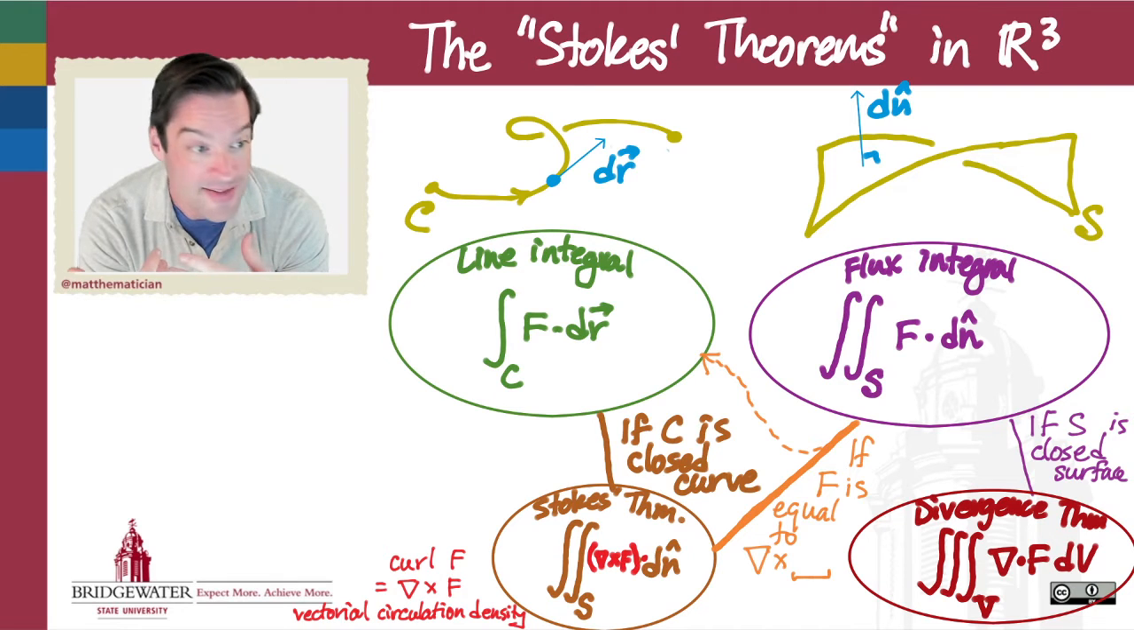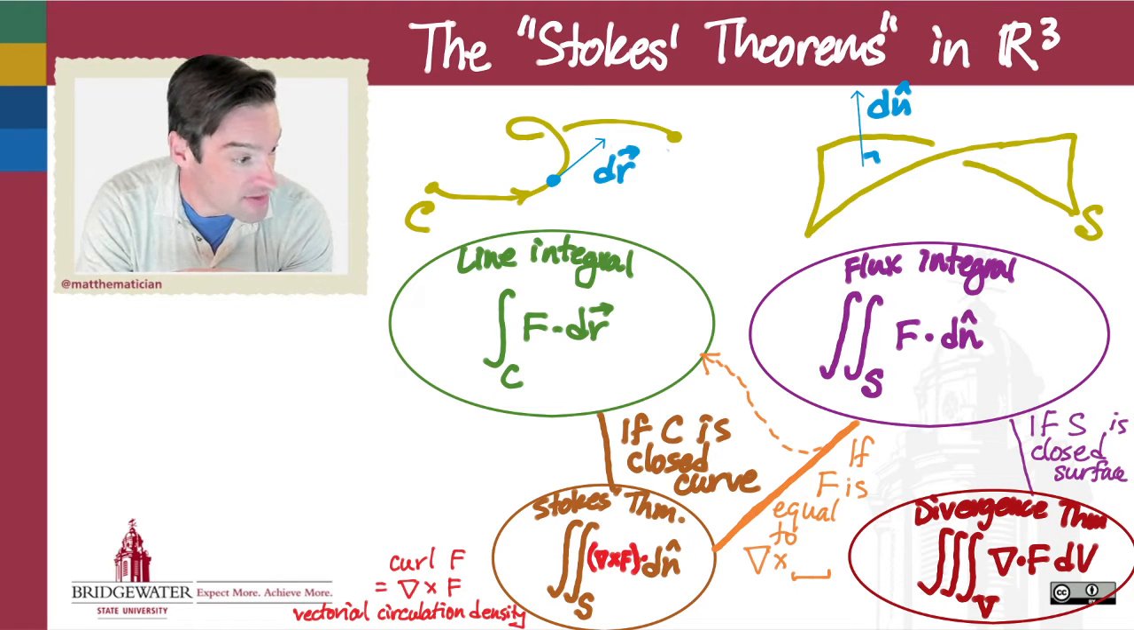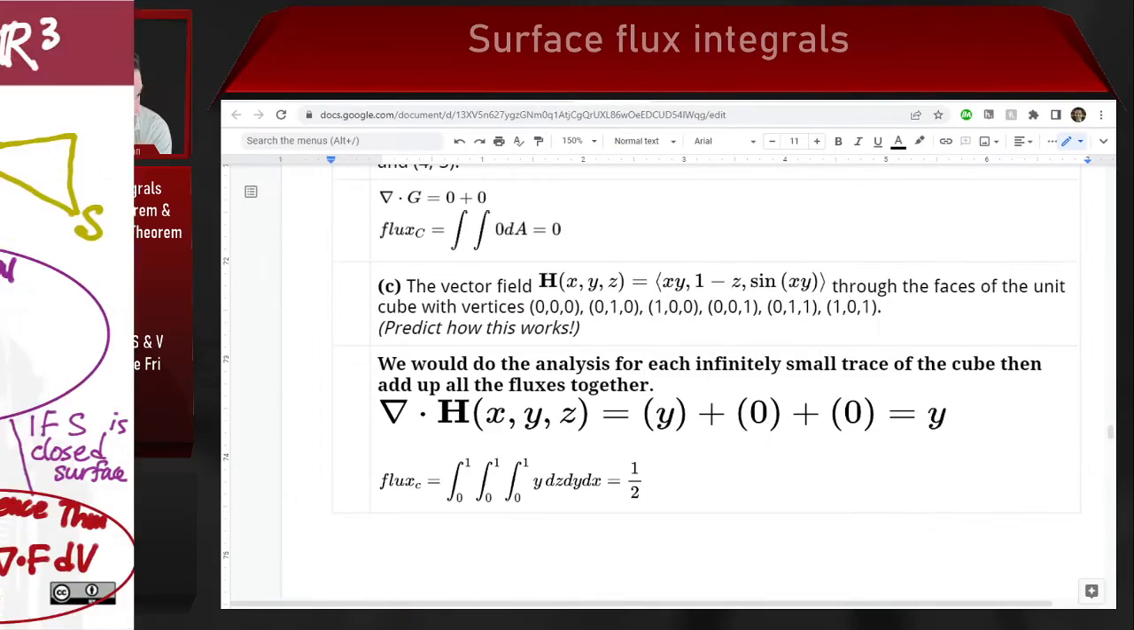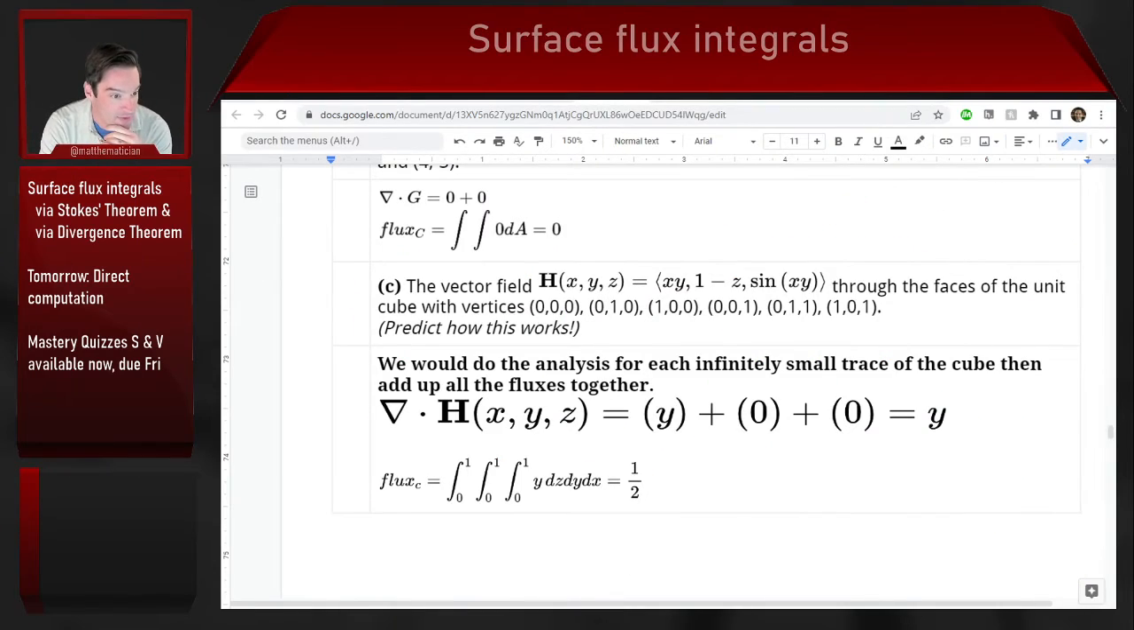Well, the last example we did was in 3 dimensions, where I wanted to study the flux of this vector field, xy, 1 minus z, sine of xy, through the faces of the unit cube in the first octant. And your speculation is that we would do the same thing. We would compute the flux density by using the divergence, and then integrate that flux density on the now 3-dimensional region that surface bounds. And that is indeed exactly how that works.